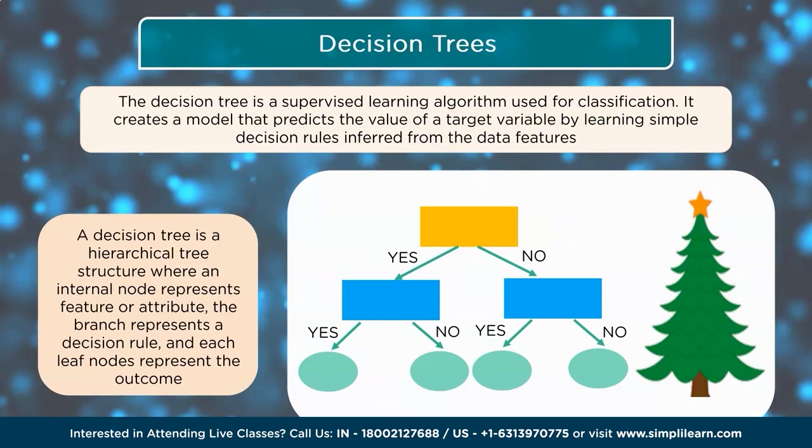It creates a model that predicts the value of a target variable by learning simple decision rules inferred from the data features. A decision tree is a hierarchical tree structure where an internal node represents features or attribute. The branch represents a decision rule, and each leaf node represents the outcome. And you can see here where they have the first one, yes or no, and then you go either left or right, and so forth.